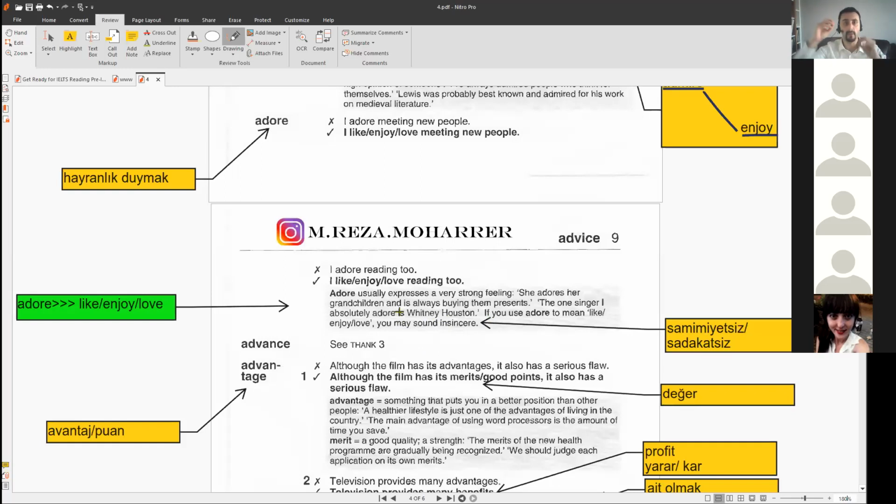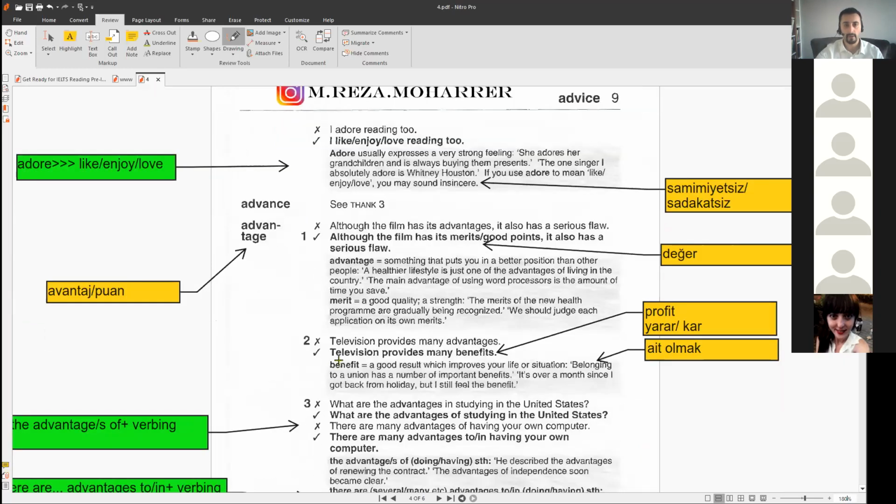So normally, whenever you want to use adore, be careful, because if you use adore in normal situations, you may seem insincere. What is insincere? Like this. If you use adore to mean like, love, or enjoy, you may sound insincere. Insincere in Turkish means samimiyetsiz or sadakatsiz. All right. So be careful with the use of adore and love, like, or enjoy.